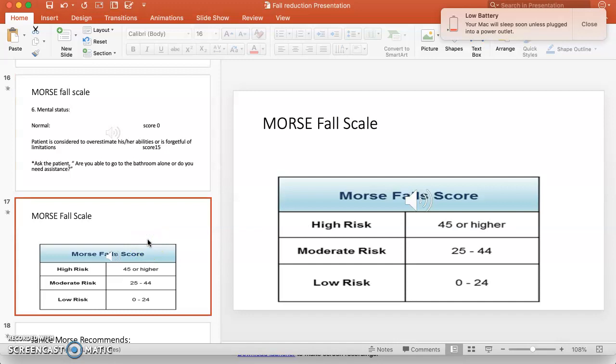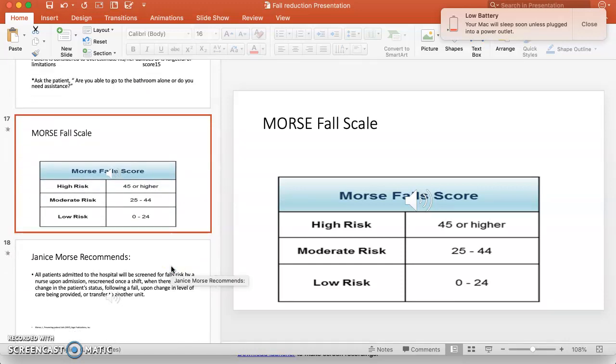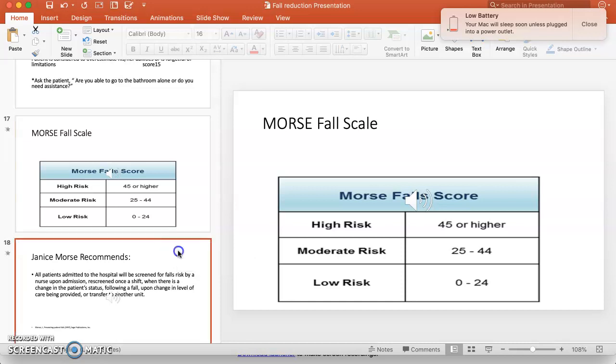And then after you do all your variables, you're going to add up your score, and they're going to fall into one of these categories. High risk, 45 or higher. Moderate risk, 25 to 45, and low risk is 0 to 24. Most people go with the high risk cutoff of 45 or higher, and that means they're at a high risk for falling. But whether they fall in either one of these categories, your hospital is probably going to have some interventions for you to put into play, depending on which slot your patient falls in.